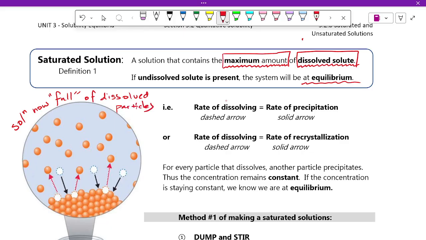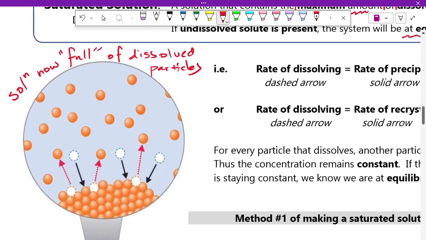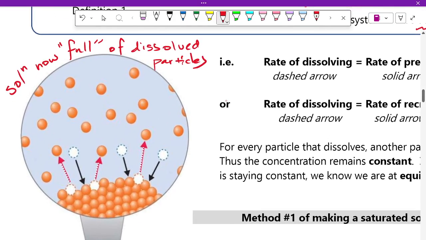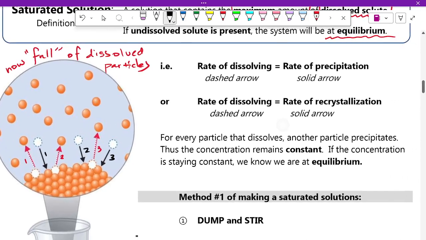And for every particle that dissolves, these are our red arrows, 1, 2, 3, another particle recrystallizes, 1, 2, 3. And it doesn't matter whether you call it recrystallization or precipitation. Either of those are fine. Okay.